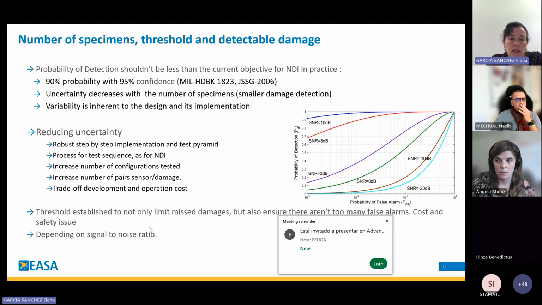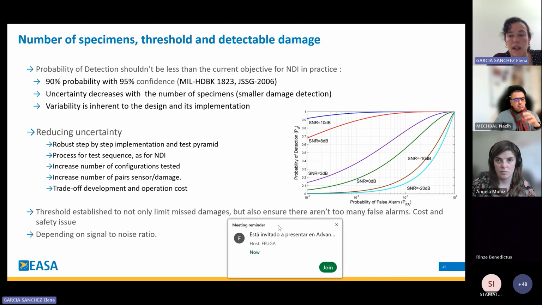The threshold, the red line we saw before, should be established not only to limit the missed damage, so the false negatives, but also to ensure there are not too many false positives, so as not to have complacency, as was presented in the presentation before, because this is not only a cost but a safety issue. If the inspector always says positives that are not true, they lose trust in the system, and this depends on the signal to noise ratio.